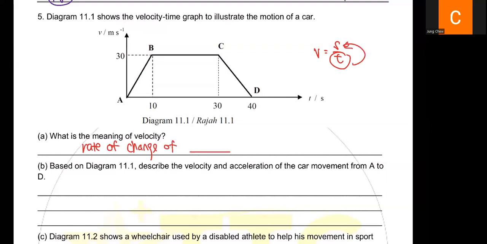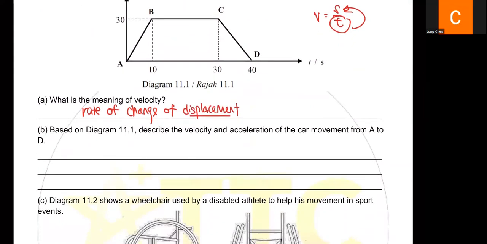So if it's divided by this, S stands for what, guys? Can anybody tell me what S stands for? Displacement, right? So it's the rate of change of displacement. That's it. Okay, rate of change of displacement. Okay, next. Based on diagram 11.1, describe the velocity and acceleration of the car movement.